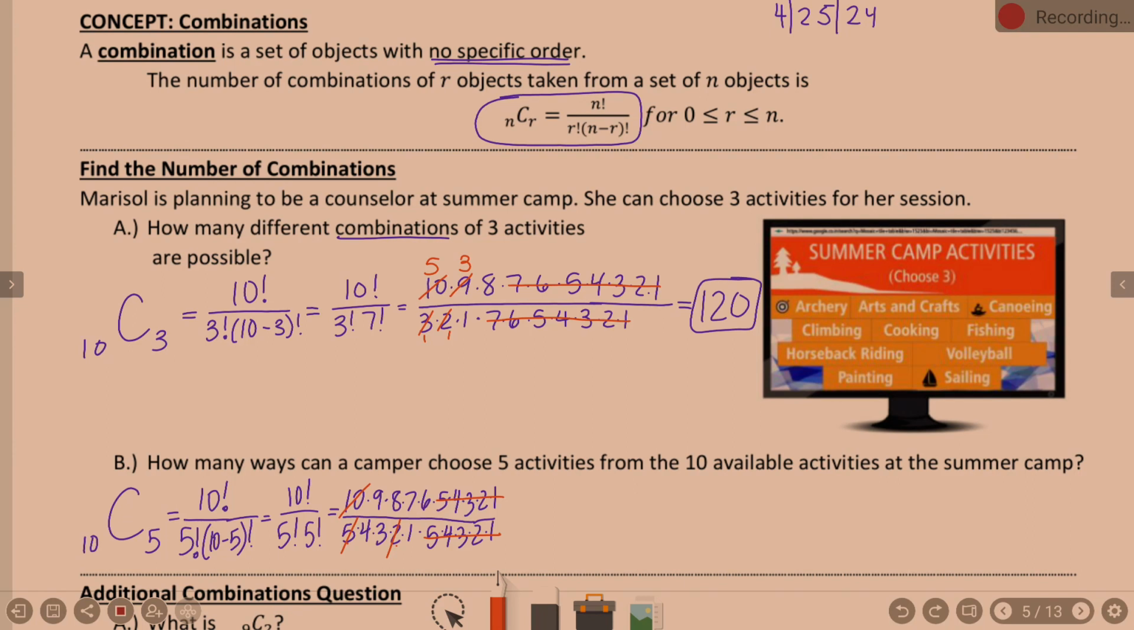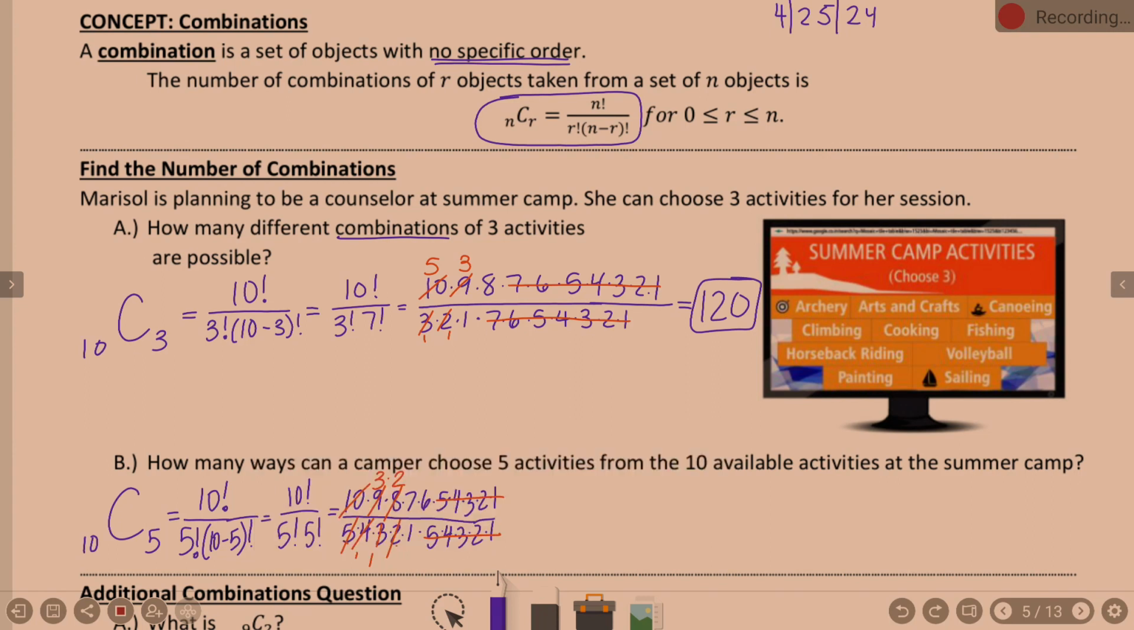Now, 4. 4 can go with 8. 4 divided by 4 is 1. 8 divided by 4 becomes 2. 3 could go with 9 or 6. It doesn't matter. Okay, you just get to pick one though. So 3 divided by 3 is 1. You guys want me to go 9? Yeah. 9 divided by 3 is 3.